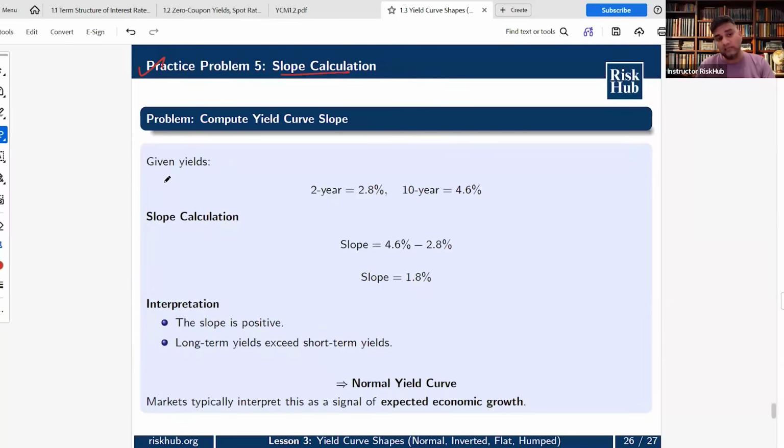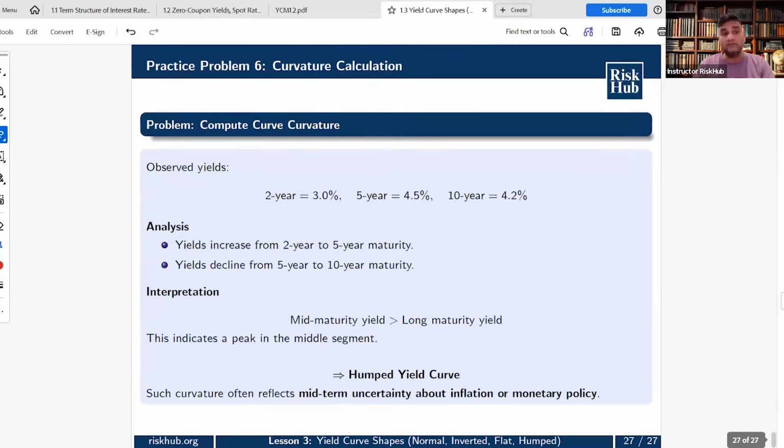Again, slope calculation, yields are given, slope calculation is given, interpretation is given, market temperature is interpreted as signal of expected economic growth. That final analysis is given. And finally, in practice problem number 6, curvature calculation is also given, observed yield, analysis, interpretation, result, and what it is that is also explained, right? So that completes this lesson entirely, right?